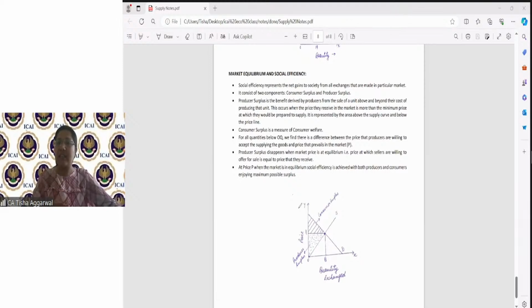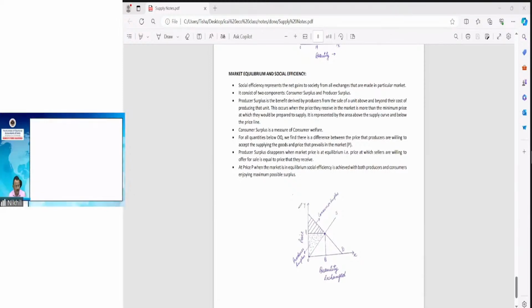Students, in the examination, this concept is frequently asked. So be clear about what this is saying, because producer surplus and consumer surplus is very important. Generally elasticity, producer surplus, consumer surplus, this sort of concepts is frequently asked in the examination. So be clear about the concept.